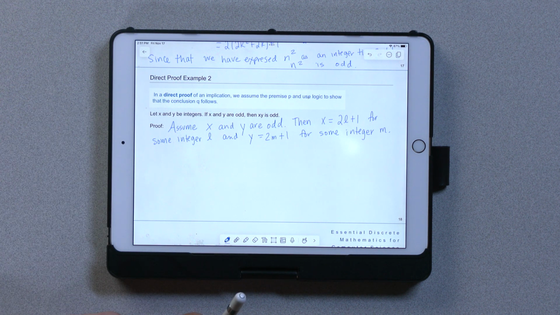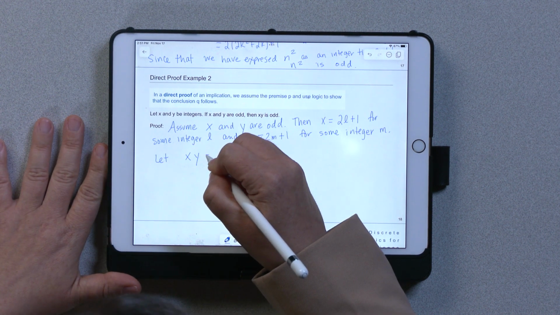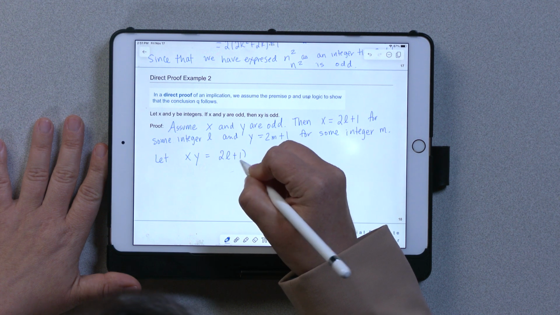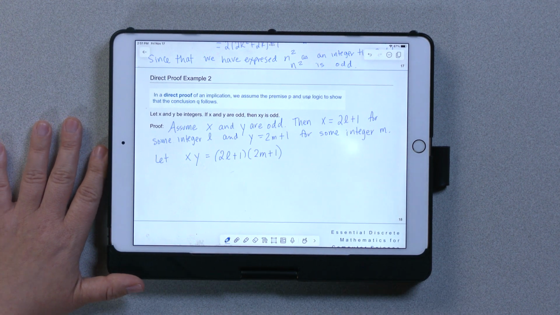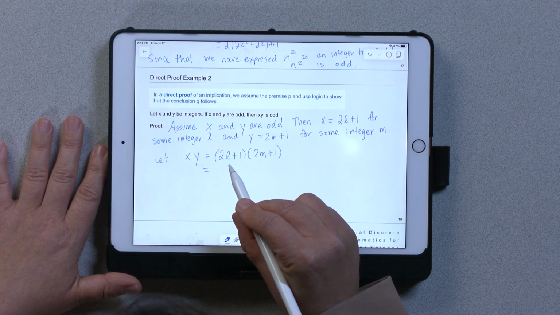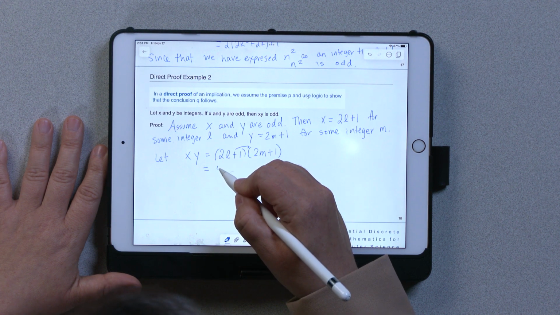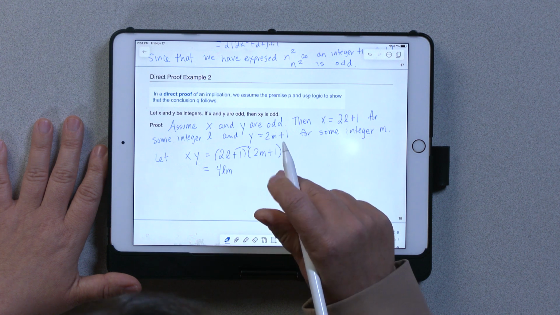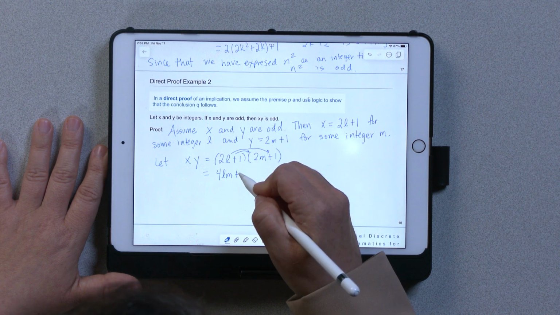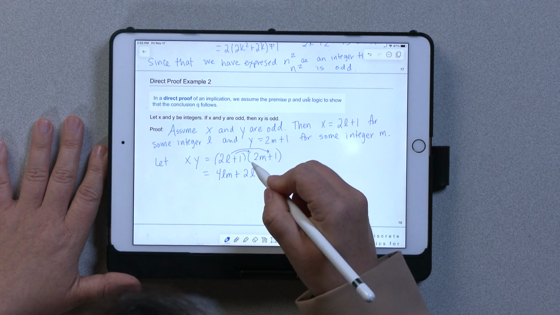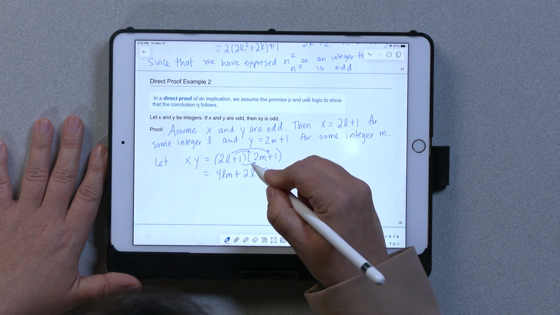Now, we want to show that x times y is odd, so let's just multiply them. Okay, once again, we just have to multiply them. So we're going to get 2l times 2m. That'll give us 4lm. And then we will multiply 2l by 1. So we'll add 2l. We'll do the same. We'll get 1 times 2m, that will give us 2m. Then 1 by 1, that will give us 1.